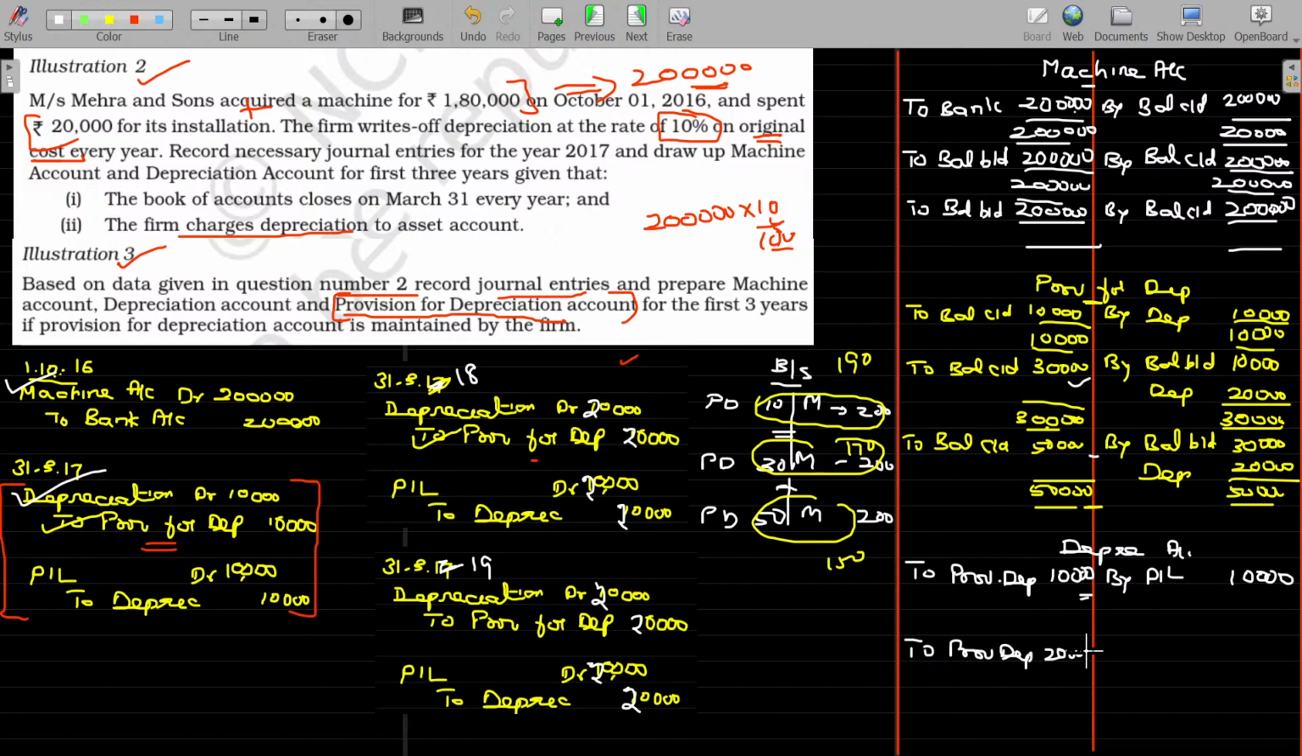20. Depreciation is a nominal account. We don't have the balance at all. Whatever the balance we have will be transferable to the P&L account. And the last year, meaning third year as per our illustration's requirement, provision for depreciation 20 by P&L account 20, it gets closed. Is that okay?